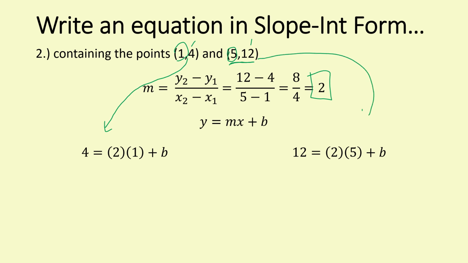Or we could do it with this other point. So I'm going to do both simultaneously. Over here, we can see we'd subtract 2 from both sides. We would get b equals 2. On this one, we're subtracting 10. In both cases, we get the same answer for the y-intercept. Okay, and that leads us to our answer. Remember, just plug in that slope and y-intercept.